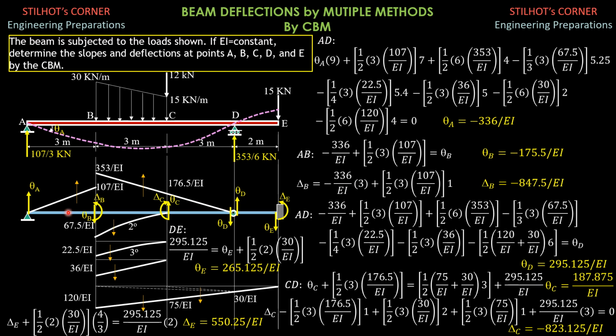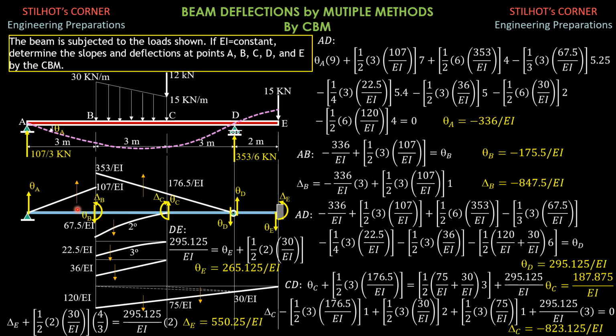Next, we consider AB to solve for theta B and delta B. These are the positive directions. If we consider AB, at the right section, shear is going down positive and moment is counterclockwise. So summation of forces in Y to solve for theta B.